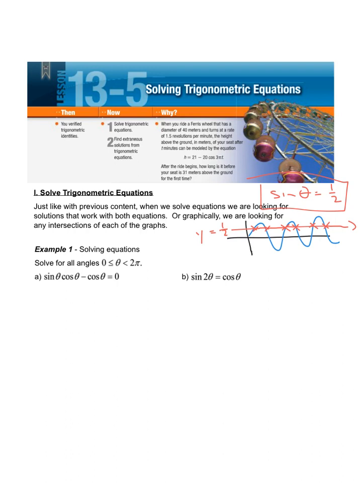And a lot of times we're going to be looking in one rotation of the unit circle, from 0 to 2 pi. Okay, so we're going to go through a few strategies here as far as solving, and then hopefully we'll send you on your way.